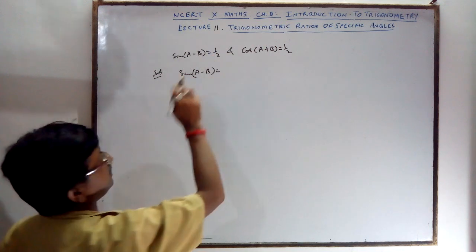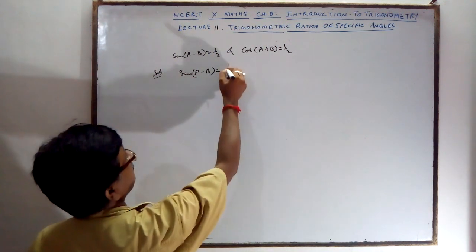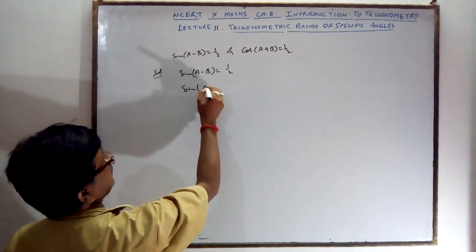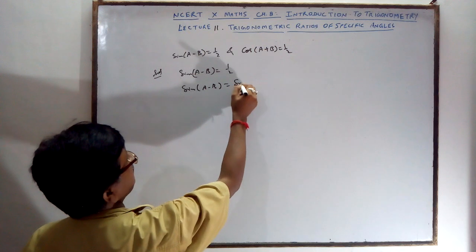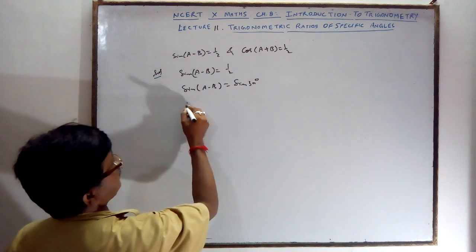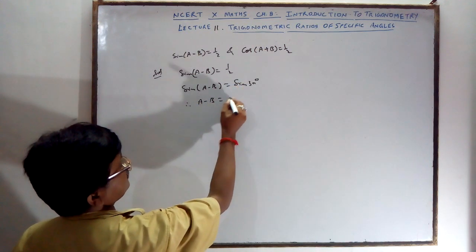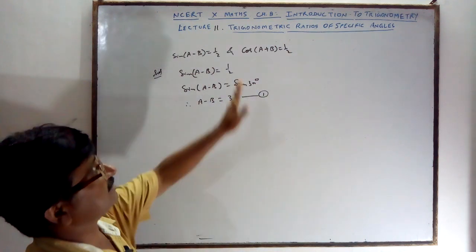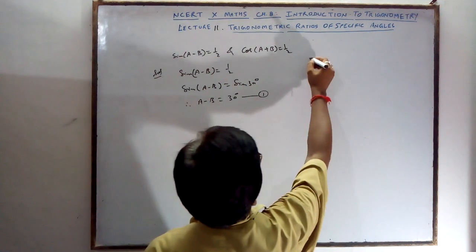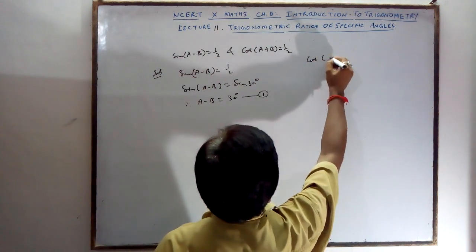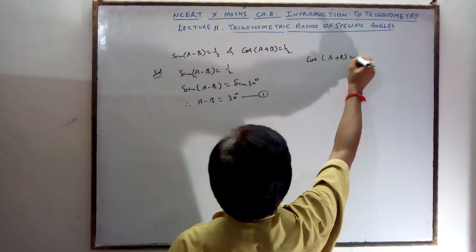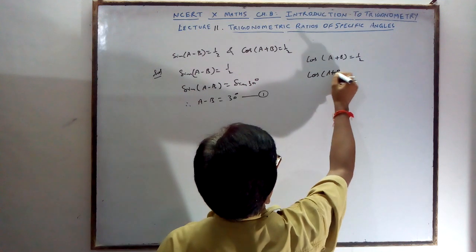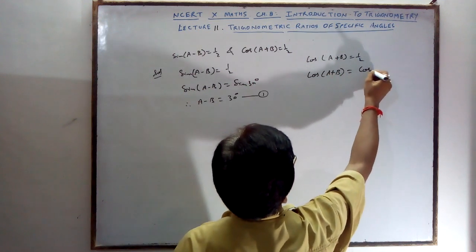So, for what value of angle is sin equal to half? You write sin A minus B is equal to sin 30 degree. Therefore, comparing both the sides, you will get equation 1. The same condition you apply here: cos A plus B is equal to half, then cos A plus B is equal to cos 60 degree.